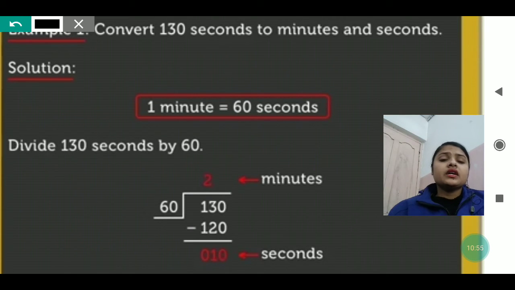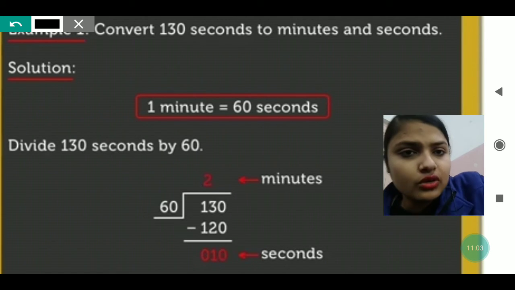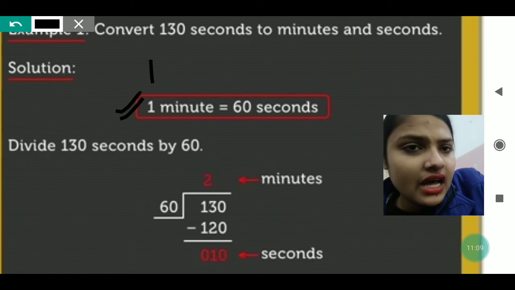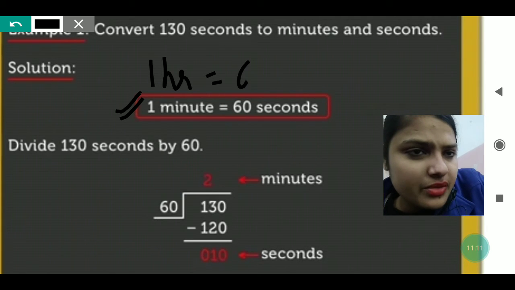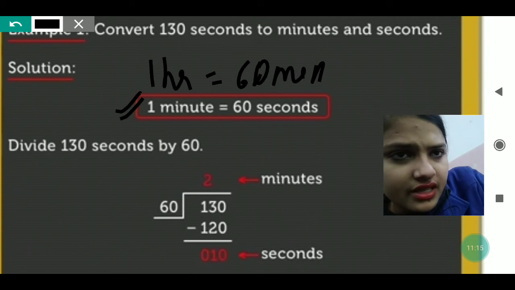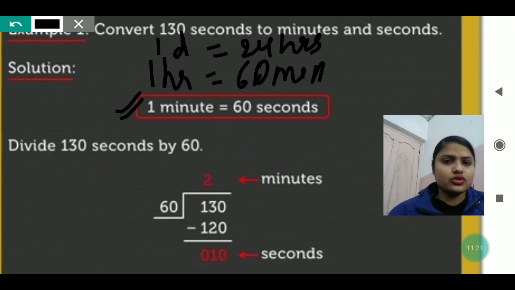See, in this question also it is given to convert into minutes and seconds, because already it is given in seconds. So we know that 1 minute is equal to 60 seconds. In 1 minute there are 60 seconds. In 1 hour there are 60 minutes. Similarly, in 1 day there are 24 hours. Like this it goes on.